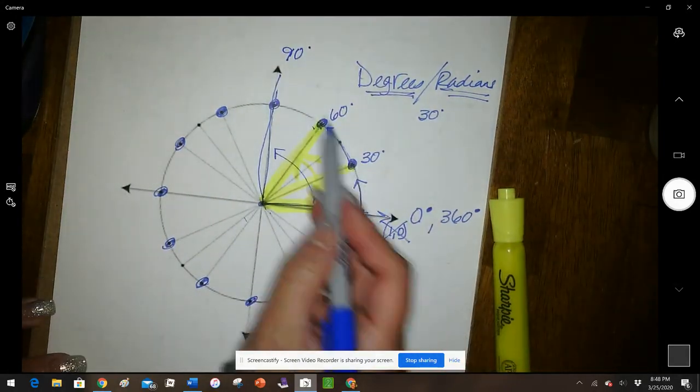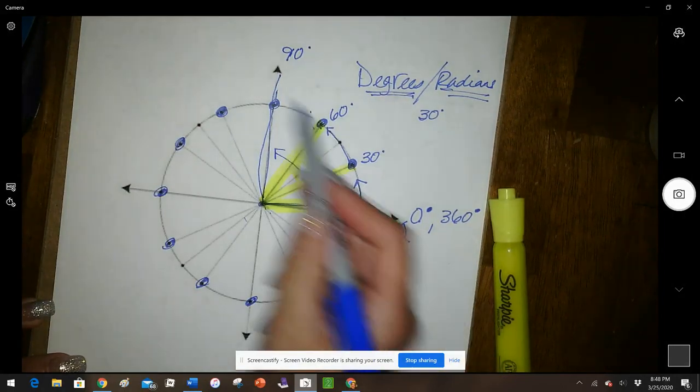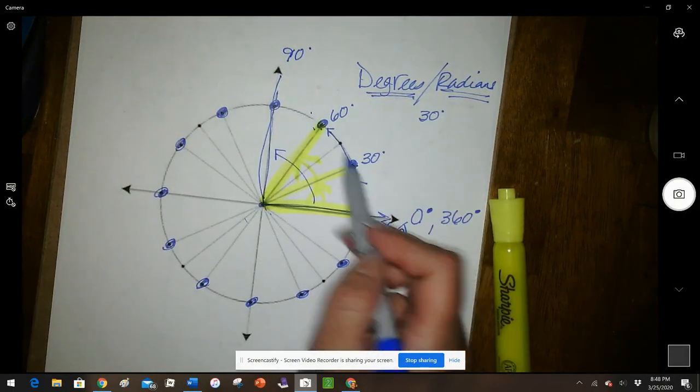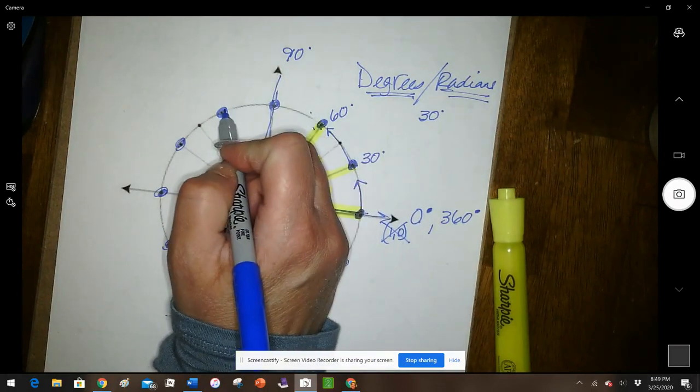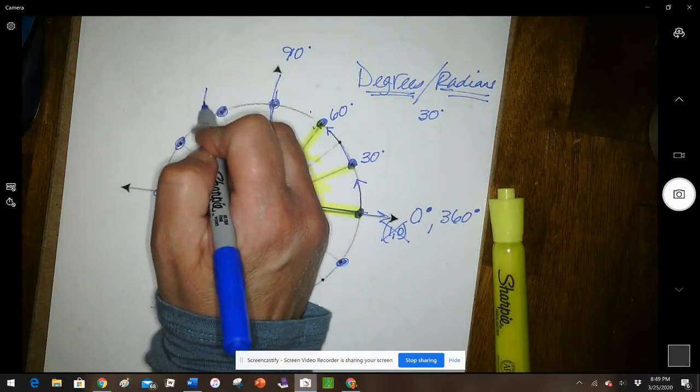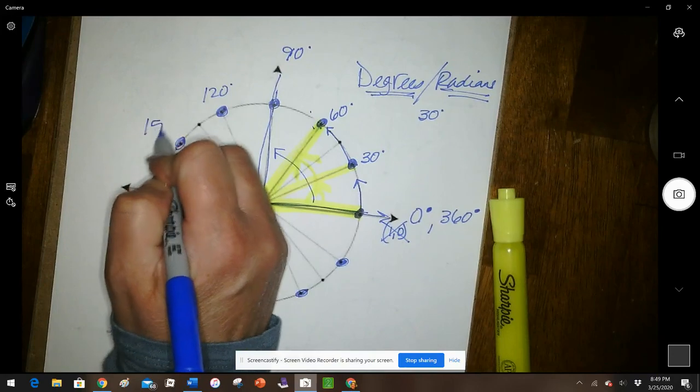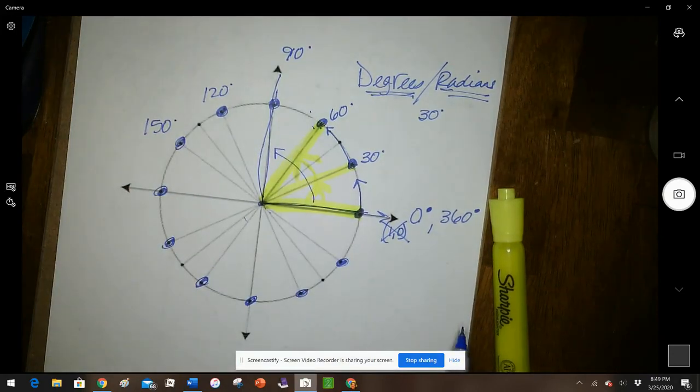And then I can keep counting by 30s and go around. So I'm at 30, 60, 90. Now I come to 120, 150, and I'm just counting again by 30.